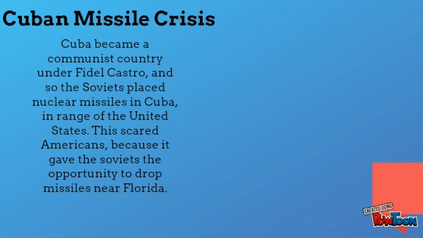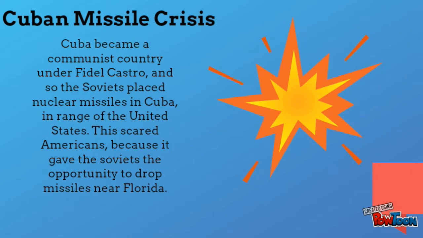Next is the Cuban Missile Crisis. Cuba became a communist country under Fidel Castro, and so the Soviets placed nuclear missiles in Cuba in range of the United States since they were allied countries. However, this scared the Americans because it gave the Soviets the opportunity to drop missiles near Florida since Cuba was in such close proximity to Florida.